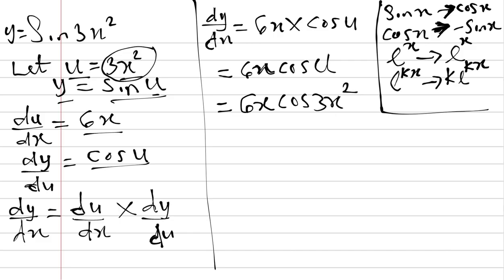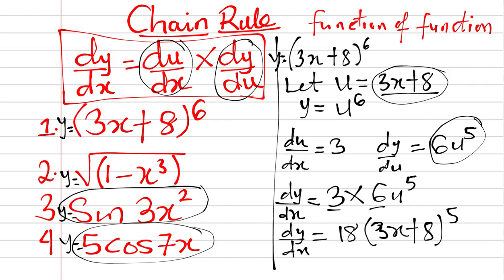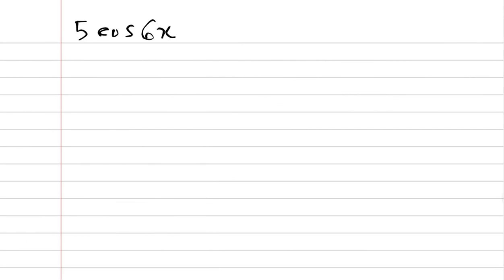All right, now the last question. We have the last question, which says 5 cos 7x. Am I correct? Okay, 5 cos 7x, not 6. So this is 5 cos 7x.